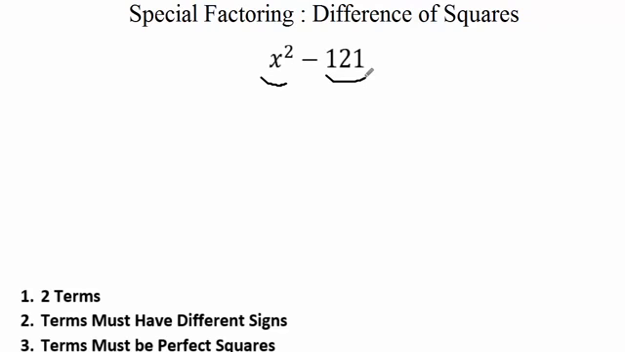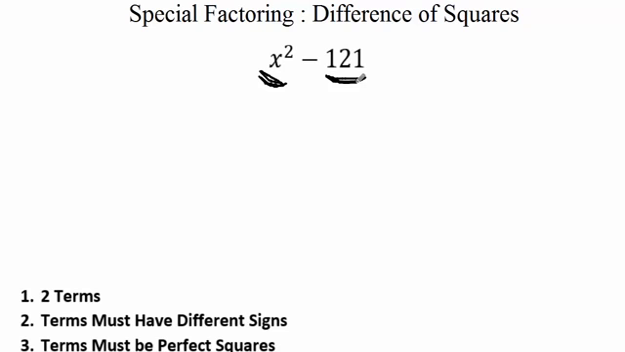Now the second one is that we have different signs. One of our terms has to be positive, the other term must be negative. And looking at this problem that we do have here, we do see that the x squared is a positive term, and this 121 over here, we have that minus sign in front of it, so that works. Third stipulation says that both terms must be perfect squares.